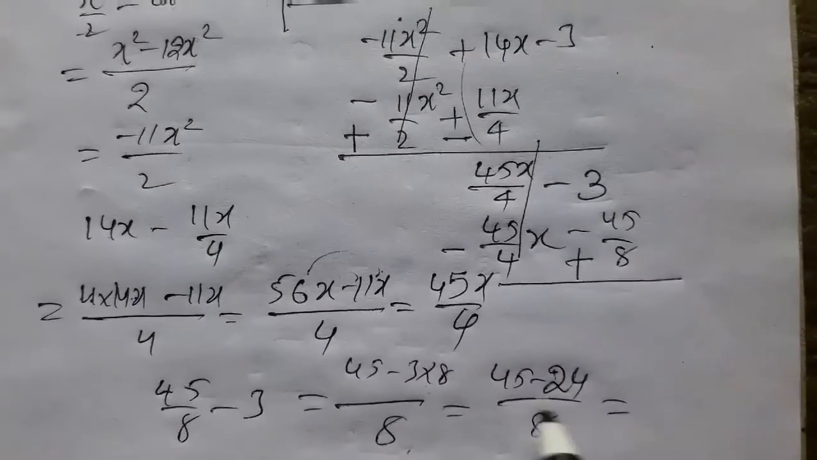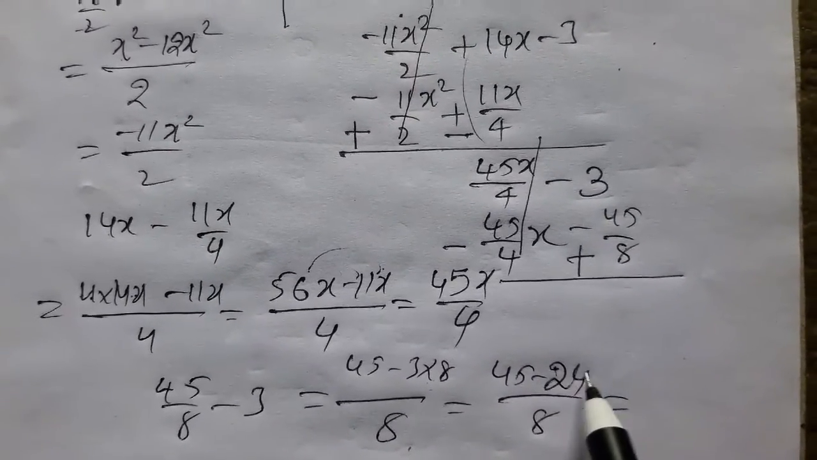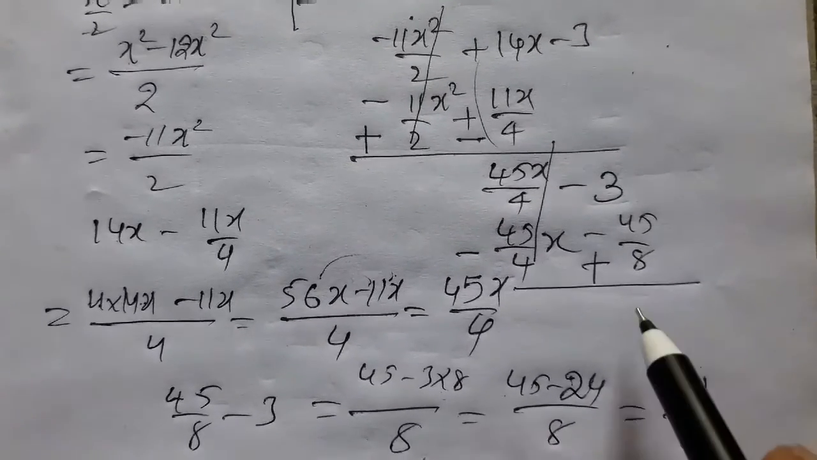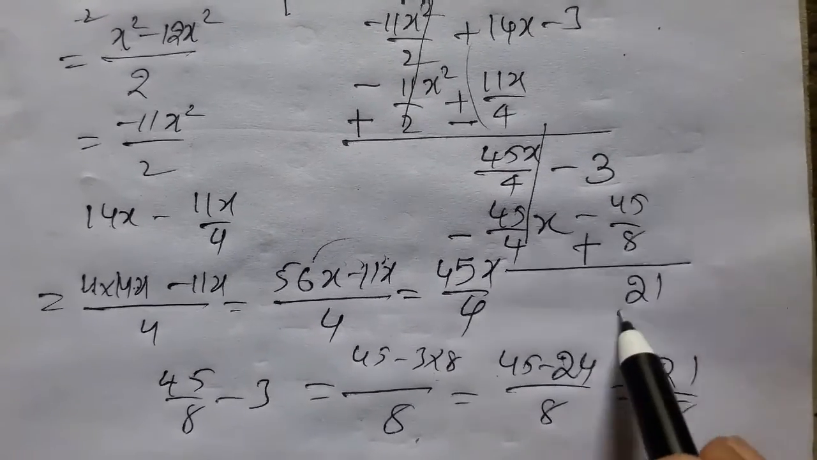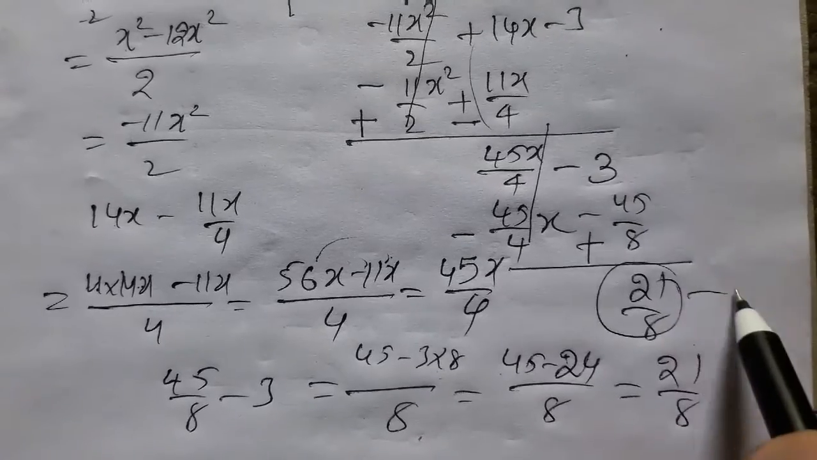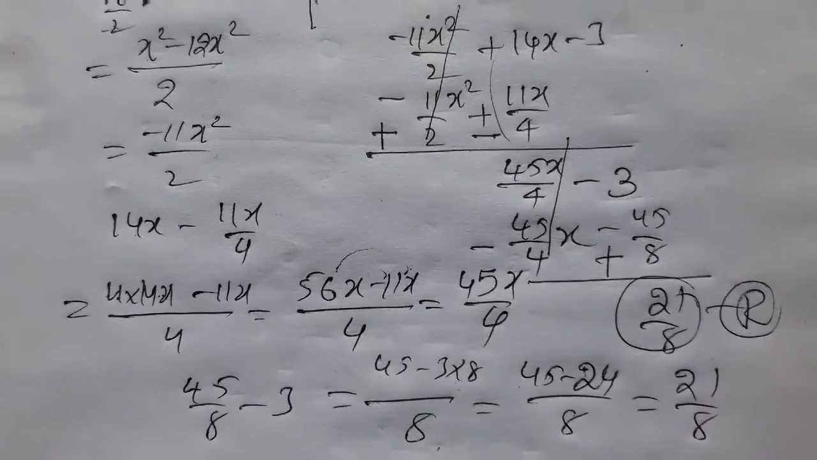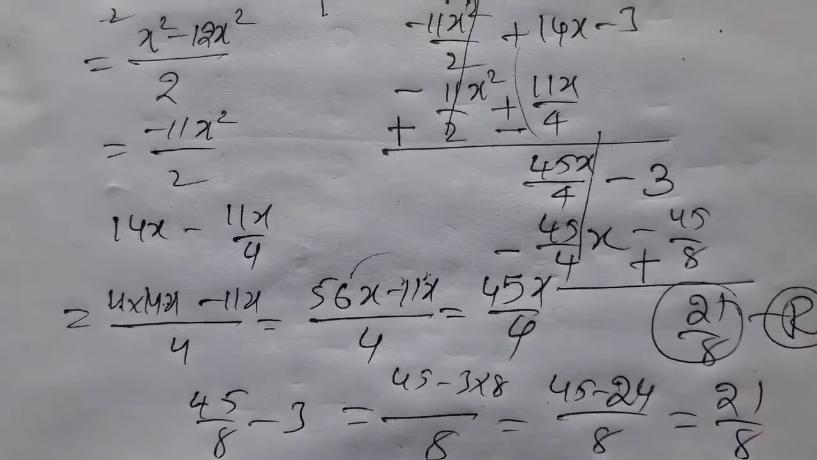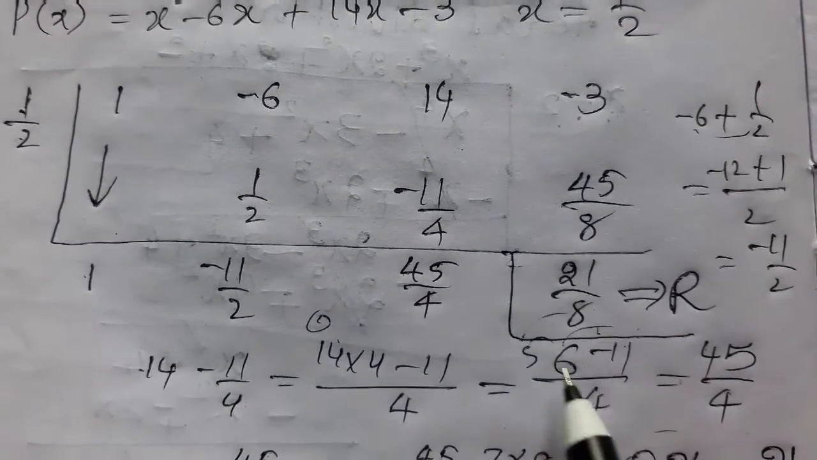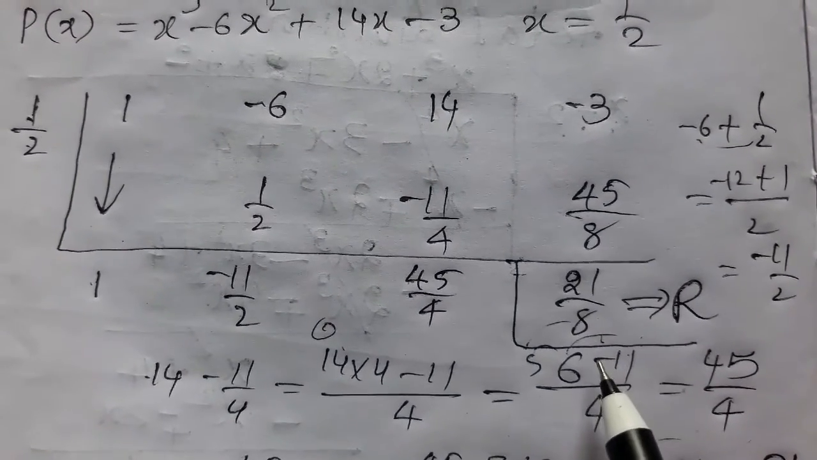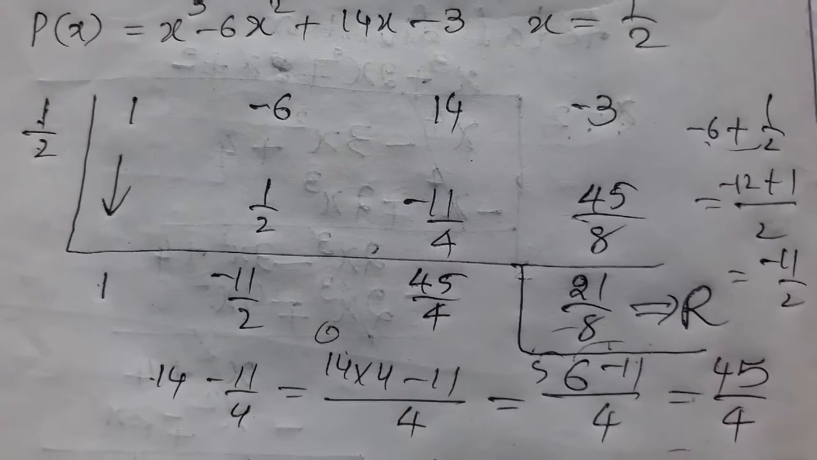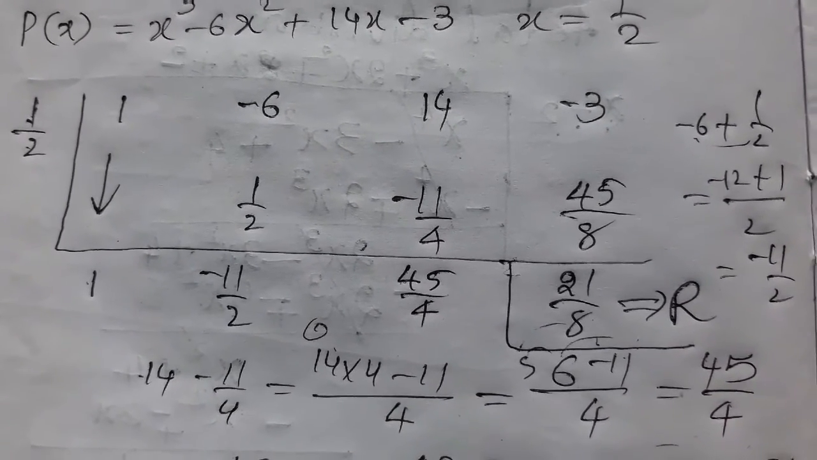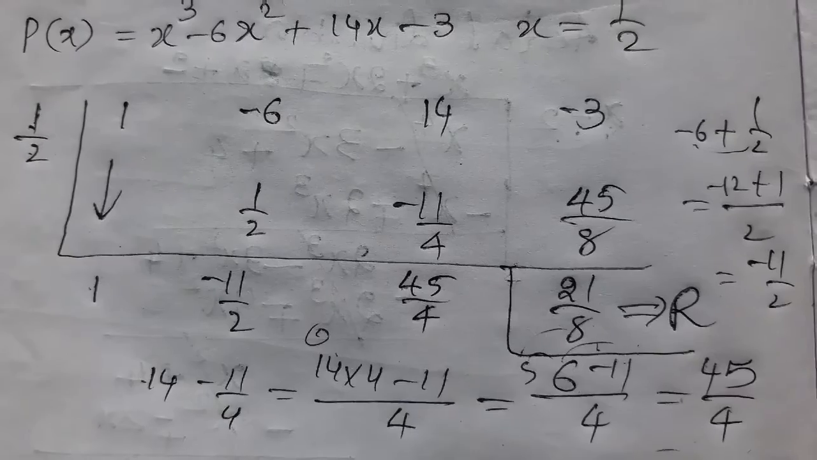24 by 8. Now that is equal to, see here, 21 by 8. So what we got finally? 21 by 8. So this is the remainder. So in actual division we got the remainder 21 by 8, and in synthetic division also we got the remainder 21 by 8, and both the answers are the same. Understood all of you? Yes. Verification is also done. Thank you everyone.